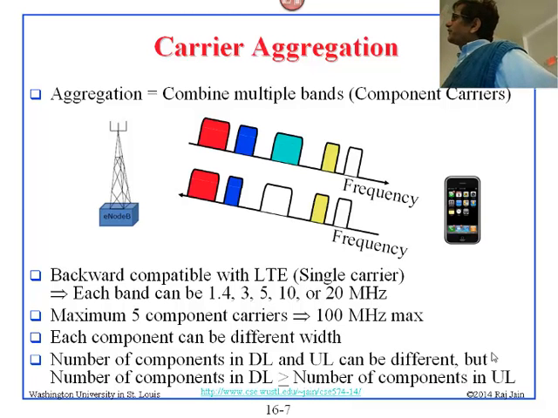All right, so it can be different, but the number in DL should always be more than the number in UL. So if you are going to send 4, the base station has to be able to send 4 too, minimum. I mean, the base station is generally more powerful than the mobile. So if the base station cannot send 4, you cannot send 4. That's all that rule says.